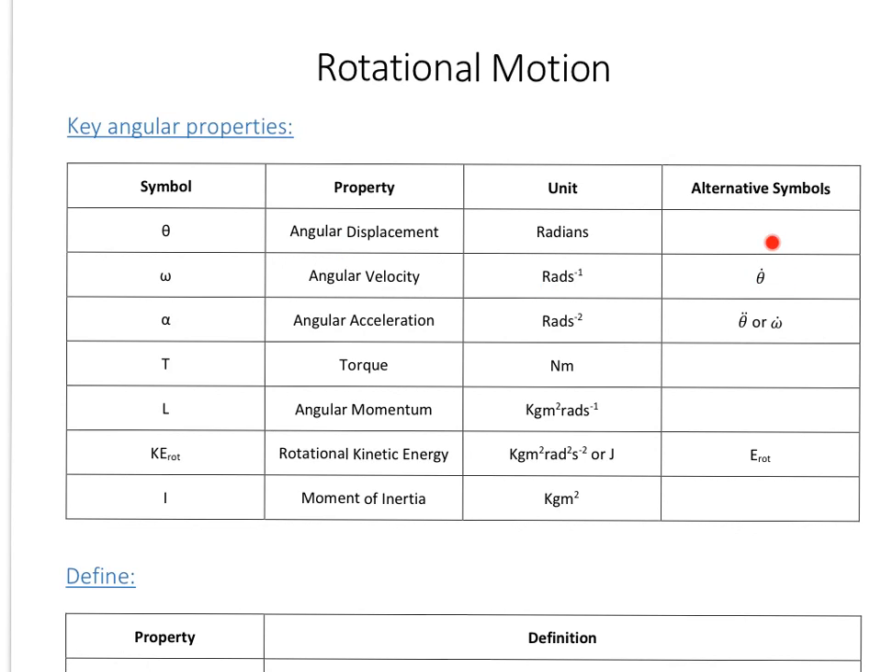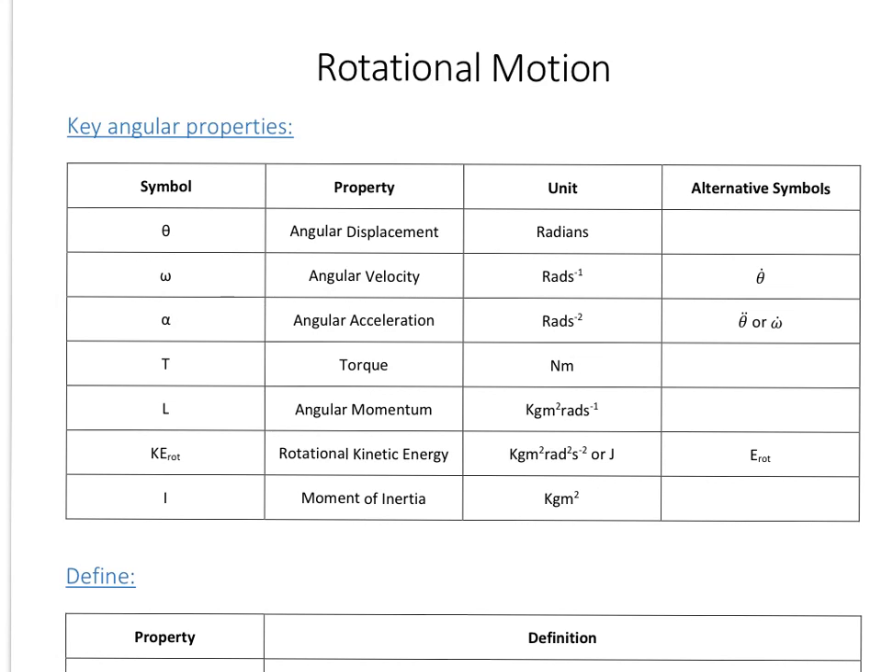Just occasionally you might see it given this symbol over here, so I've included this column on the right hand side of the table so you don't get confused. There's slightly different notation for different things depending on where you're reading about them, so watch out for that. You also have all these other properties: angular acceleration, torque, which is the rotational equivalent of a force, and angular momentum. Those of you who are interested in particle physics and atomic structure might recognize the symbol L from somewhere else. You also have rotational kinetic energy, and this property called moment of inertia, which I'll talk a little bit more about later on.